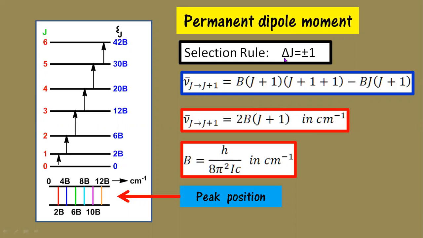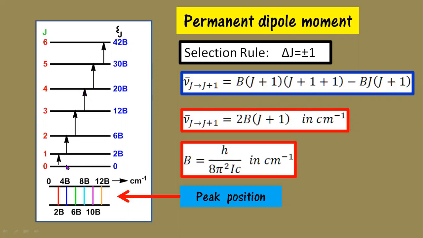Now, if you apply the selection rule, the molecule can do a transition from j equal to 0 to j equal to 1, but it cannot undergo a transition from j equal to 0 to j equal to 2 or j equal to 3 or j equal to 4. Similarly, it can undergo a transition from j equal to 1 to j equal to 2, and j equal to 2 to j equal to 3, j equal to 3 to j equal to 4, and so on.